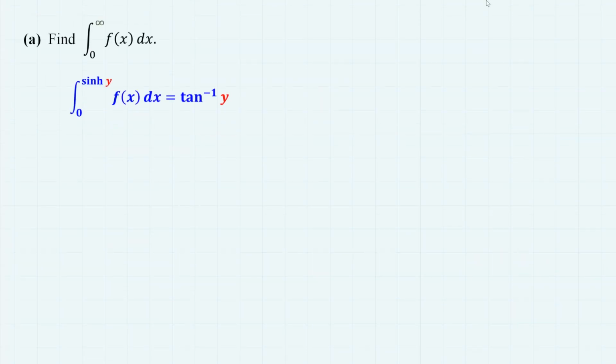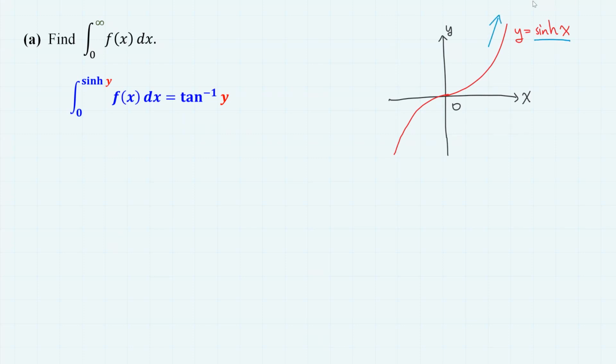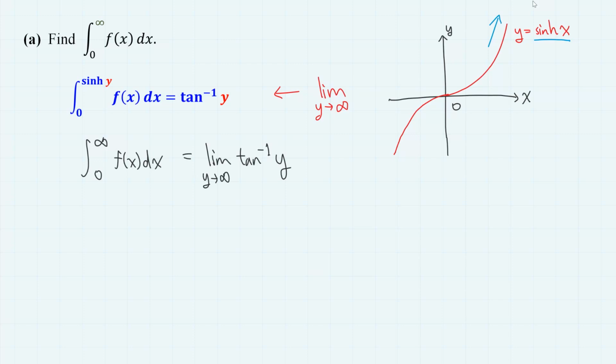The first problem is really easy. Since the hyperbolic sine function keeps increasing all the way to infinity, all we have to do is to simply take the limit where y goes to infinity. Then the left-hand side becomes the improper integral of f(x) from 0 to infinity. So this equals the limit of inverse tangent y as y goes to infinity.